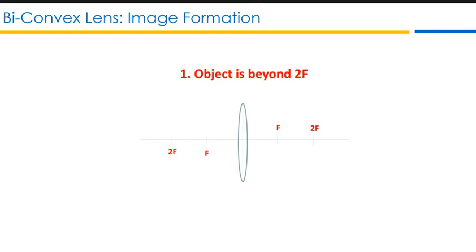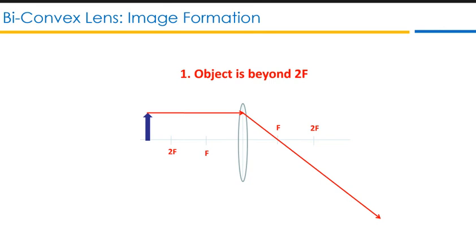Now we make the images at different locations. For example, the object is placed beyond 2f. So usually the objects are shown with an up arrow, and we take the rays of light coming from the top of the object. So one ray of light that is coming from the top of the object, which is parallel to the principal axis, will pass through the focus.